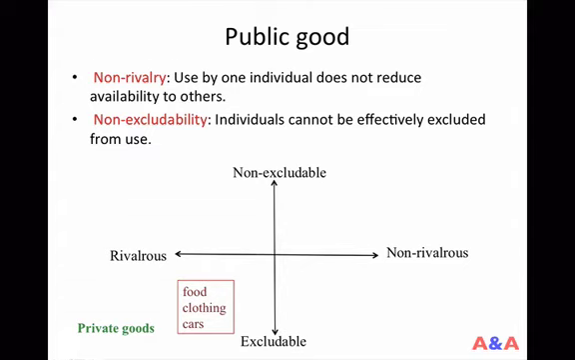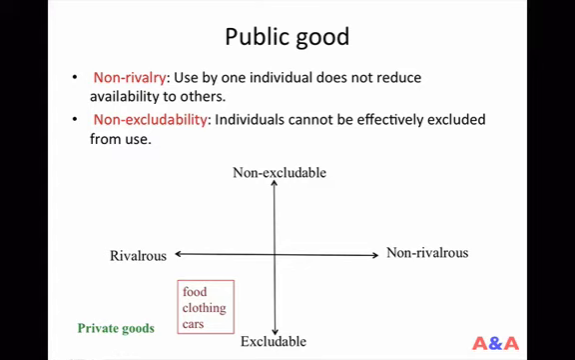While you are using a car, other people cannot use that car. So it is rivalrous. And they are also excludable. You can effectively say, this is my cake, don't touch it. This is my car, you can't use it. Okay, you can effectively exclude other people from use. So these goods are both rivalrous and excludable, and such goods are called private goods.